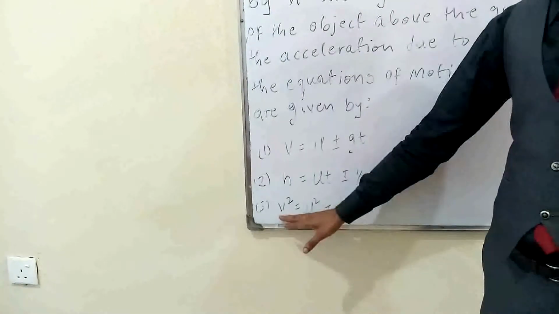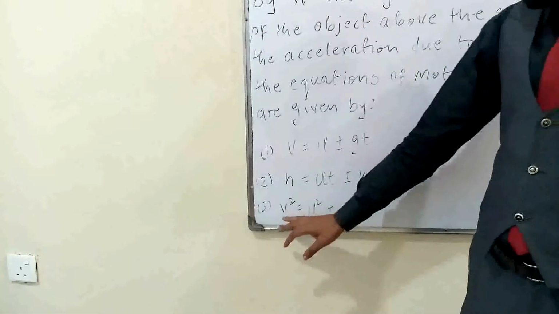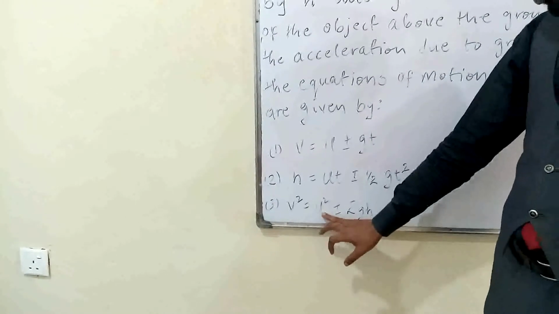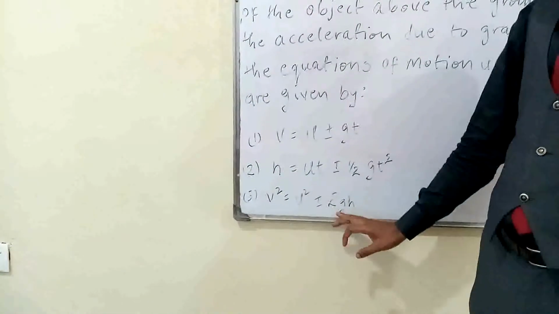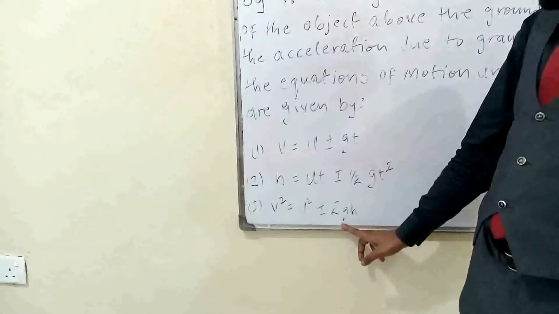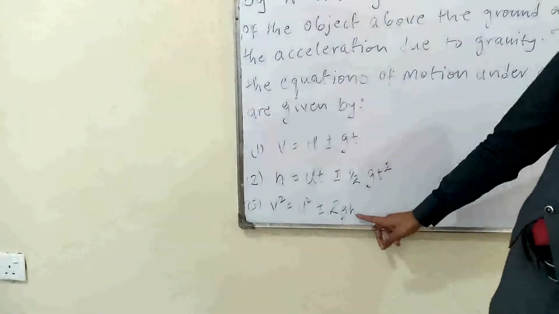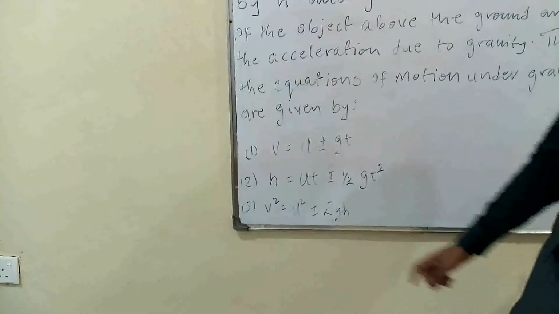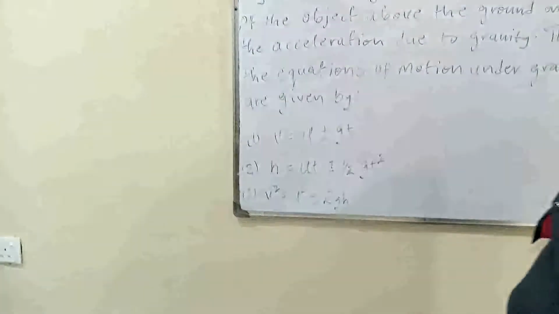Whereas the last equation of motion under gravity is V squared equals U squared plus or minus 2GH. So don't forget, G is acceleration due to gravity, H is height, V is final velocity, and U is initial velocity. Now let's take an example.